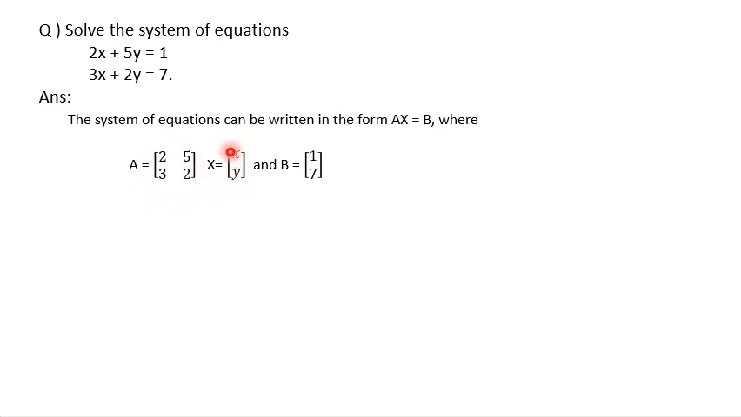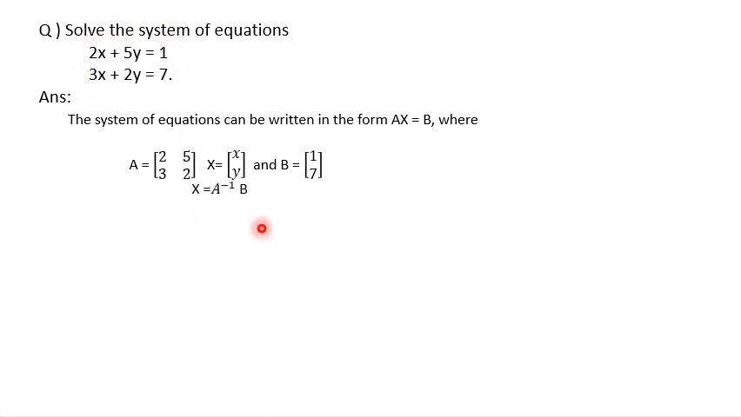Now, x is the unknown matrix. That is, x and y are the unknowns in this system of equations. So just writing those unknowns as a column like this. Now B is the constant matrix, that is, 1 and 7 are the constants in this system of equations. So B is the constant matrix like this. So here Ax equal to B is the matrix form of this system of linear equations.